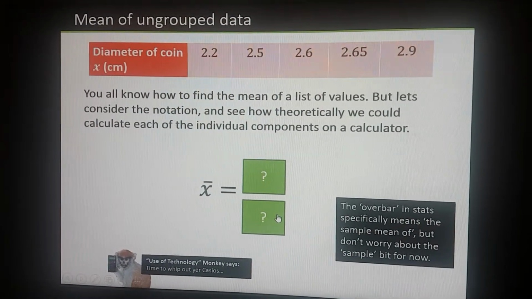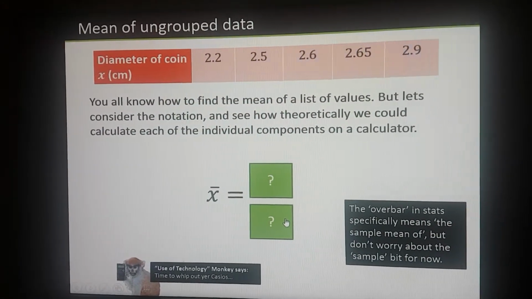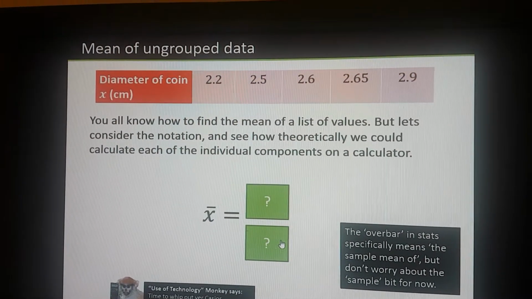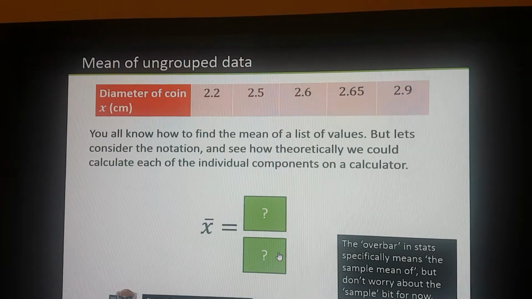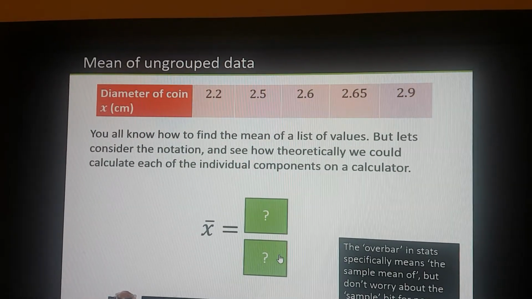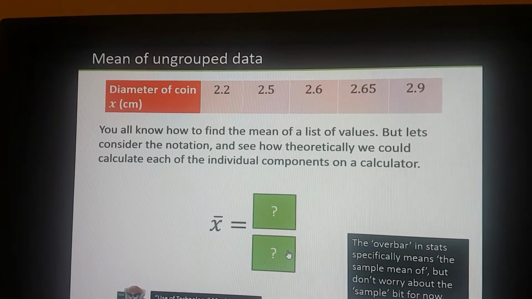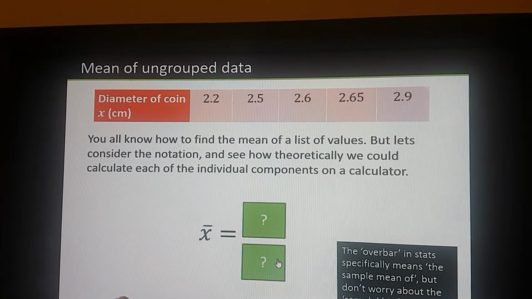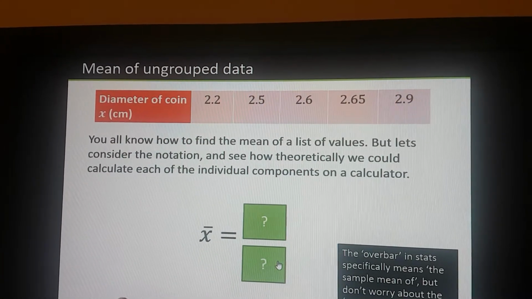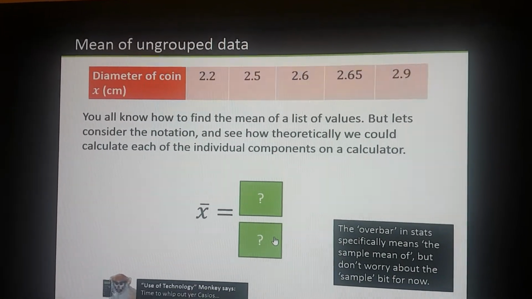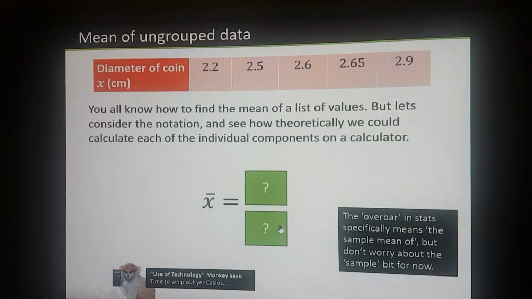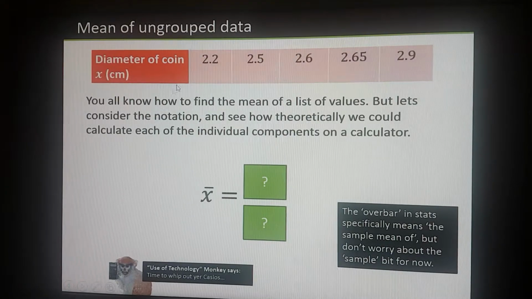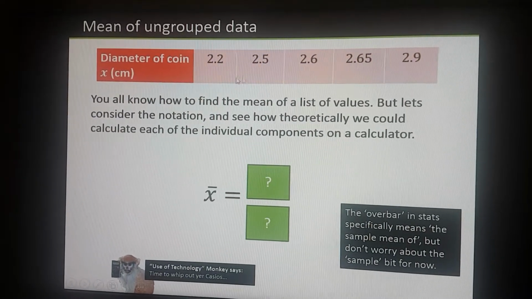Here, the mean of ungrouped data. If we have ungrouped data, we know how to find the mean. Sometimes in GCSE we call it the average, but we have so many here. It's not just the mean, the average. The median is also a type of average. That's why we're not calling them averages. So we know how to do it. We need to add all the values and divide by how many values we have.